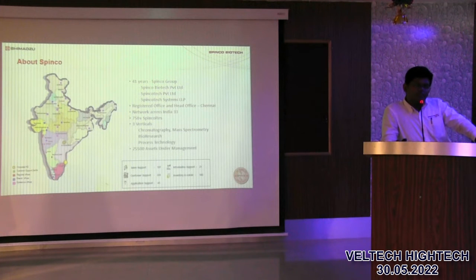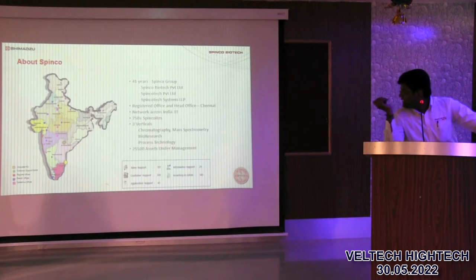And we have three verticals. As I told you in the Shimadzu introduction, we focus on chromatography, bioresearch and process technology, so we have instruments to cover all these three verticals. Spinco Biotech does the same. One is chromatography and mass spec. The next one is bioresearch, more towards biotechnology, where we do multiple research, and we have multiple openings as well. And the next one is process technology, where we have a chemical engineers team, and we deal with multiple process technology instrumentations as well. So those are the three verticals.